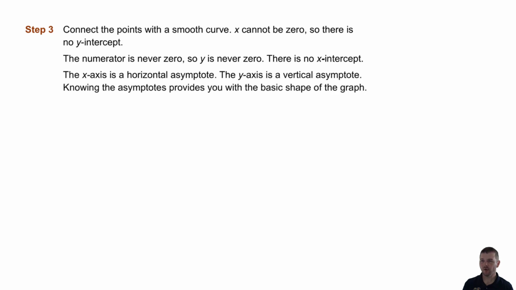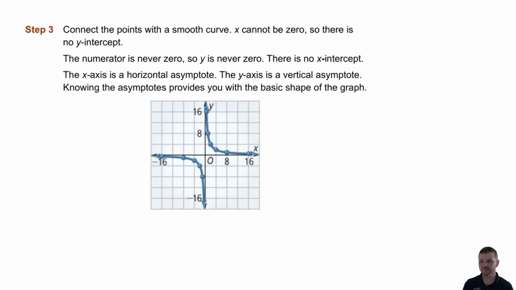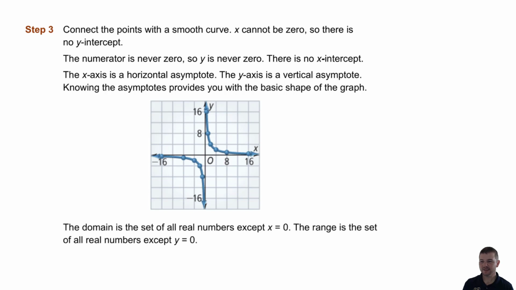The x-axis is a horizontal asymptote. The y-axis is a vertical asymptote. Knowing the asymptotes provides you with the basic shape of the graph. The domain is the set of all real numbers except x equals 0. Note the graph is not defined for x equals 0. The range is the set of all real numbers except y equals 0. Note the graph is not defined at y equals 0.